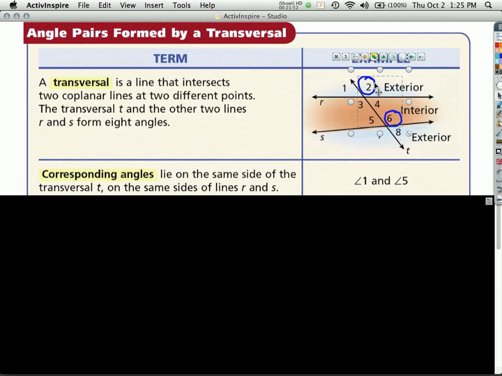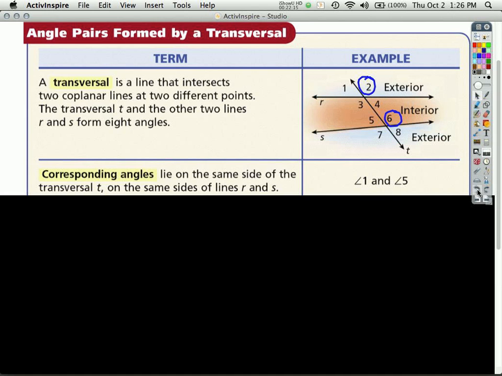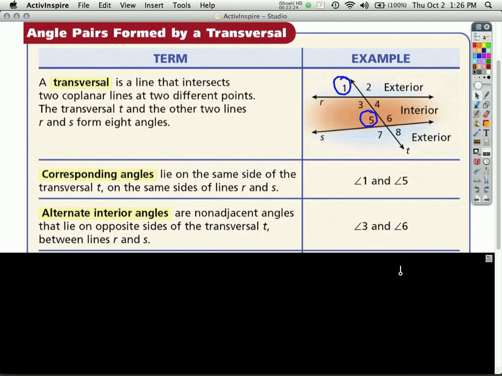2 and 6 are both on the right side of the transversal, and they're both north of their respective lines. They are corresponding. And then 4 and 8 are both on the right side of the transversal and both south of their respective lines. They are corresponding. So from this picture, we have 4 pairs of corresponding angles. Anyone have any questions about corresponding? Okay. Alternate interior.